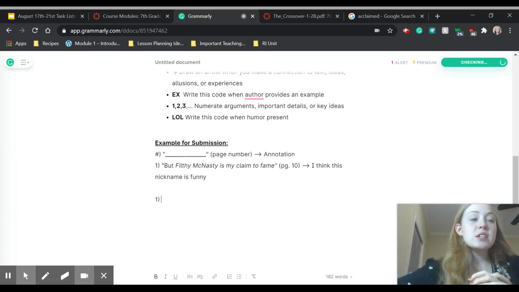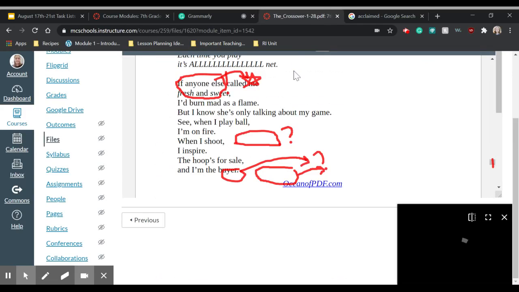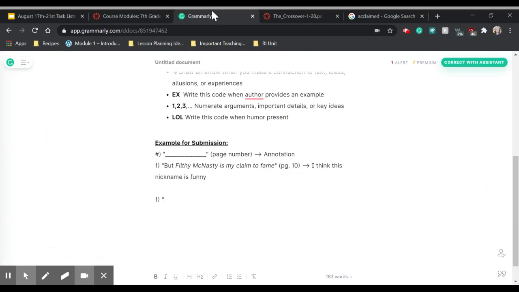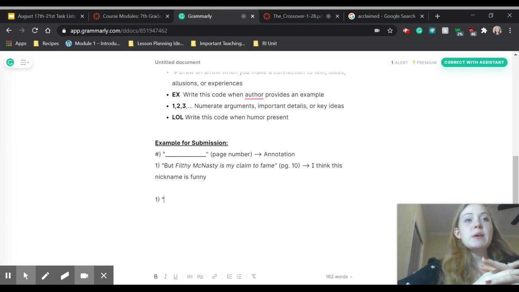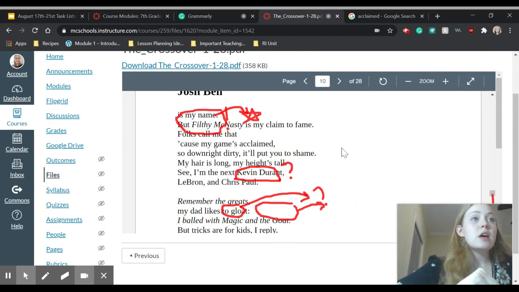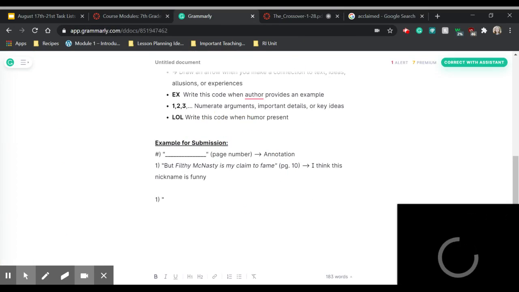So let's say this is my first annotation, and I already read the passages, and I'm going to write out the quote that I want to reference when I'm annotating. So as I have here on my example, it says, but Filthy McNasty is my claim to fame. So that's my quote right here. And then I'm going to find the page number it came from. And you can find your page number up at the top right here. Okay, so page number 10 out of 28. Filthy McNasty is my claim to fame. So that's where I got my quote. Got it from page 10.